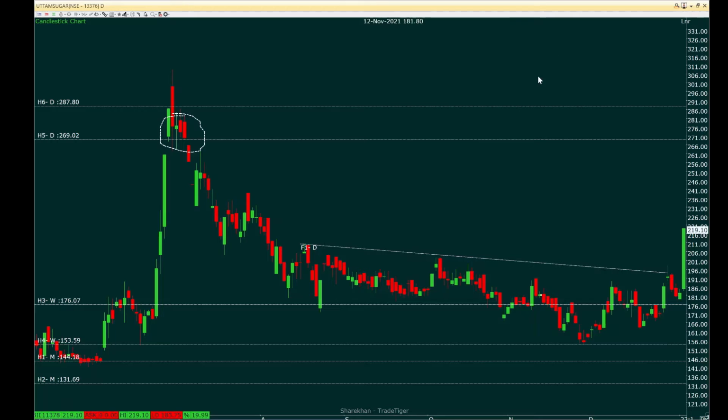Welcome to today's session. Today we are going to start looking at Uttam Sugar that we discussed yesterday. So this was the trend line that we drew as part of the resistance, and we expected the price to breach this level and form the higher low somewhere here, which is between 176 and 156.